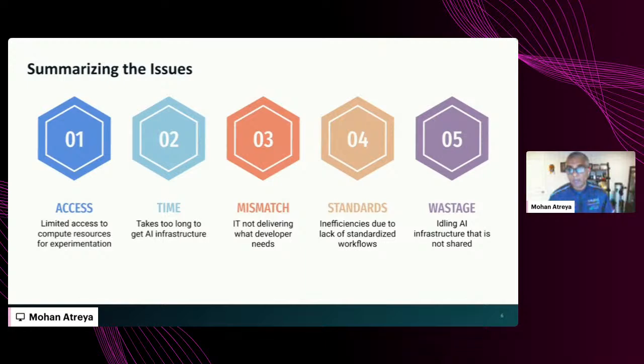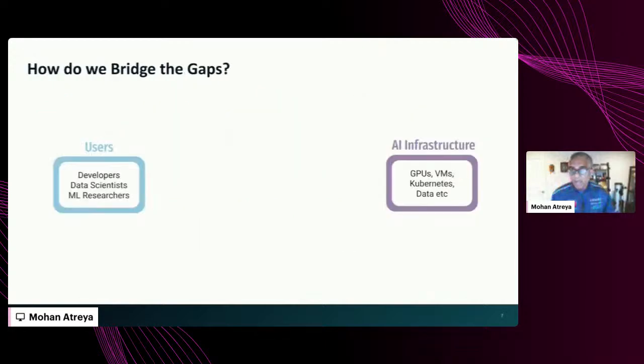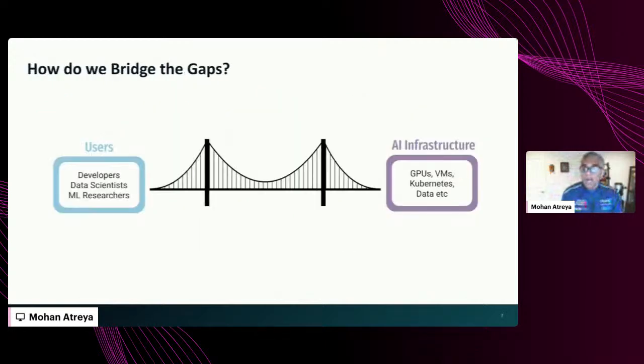The growth with AI and adoption with AI will be cramped unless these problems are solved somehow, right? So how do we bridge these gaps, right? The users and the AI infrastructure and this IT in between who today is not able to provide that bridge. They want to build that bridge, desperately build that bridge.